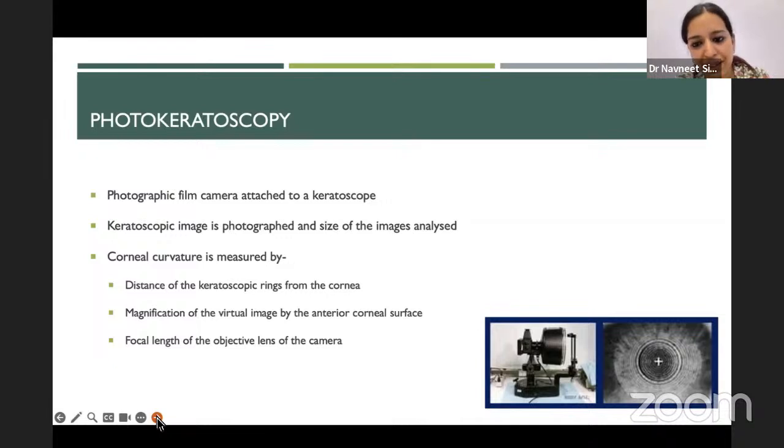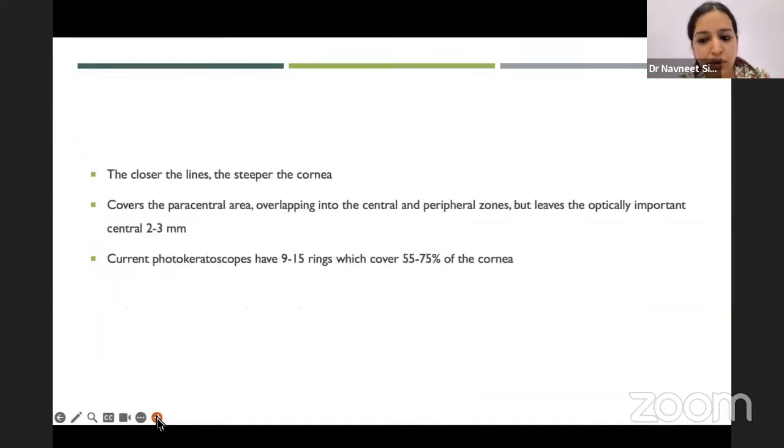So again, the photokeratoscope, although quite commonly used, has disadvantages, because it does not really project the photograph clearly onto the film. In this, again, we look at how close the lines are projected. So the closer the lines, the steeper the cornea.